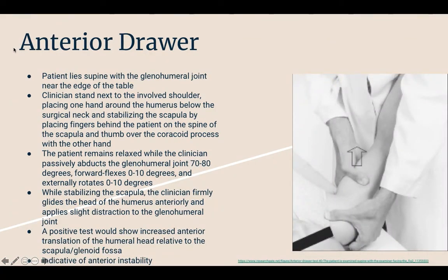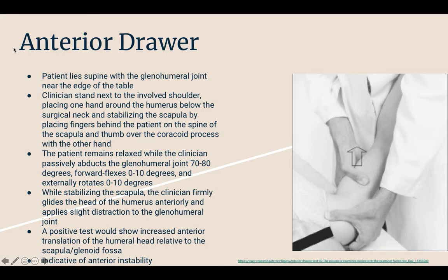The next test has a lengthy explanation, and the picture's not so great, so I apologize for that. The anterior drawer test is performed with the patient lying supine with the glenohumeral joint near the end of the table. The clinician stands next to the involved shoulder, placing one hand around the humerus below the surgical neck and stabilizing the scapula by placing the fingers behind the spine of the scapula and the thumb over the coracoid process with the other hand.